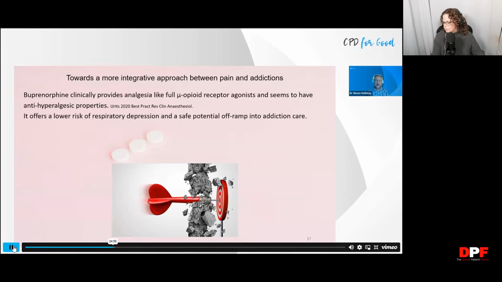Buprenorphine is widely used as a dependency treatment, and in patches and low-dose like Temgesic, it's used as an analgesic. But in fact, while it's said to be a partial agonist, its efficacy in humans is the same as full mu opiate receptor agonists, and it also seems to have hyperalgesic properties. It also has the bonus of a lower risk of respiratory depression, and if things go awry, it gives us an off-ramp into addiction care.